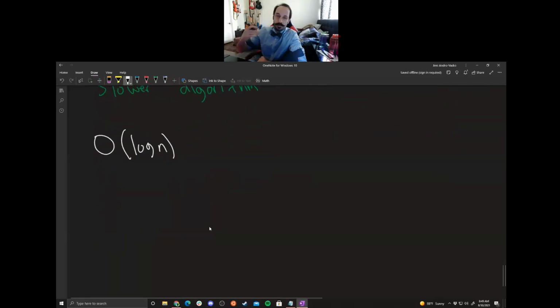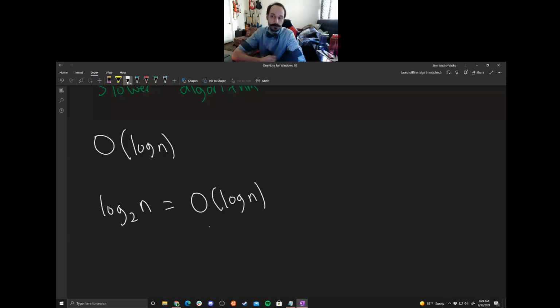Well, you notice that there's no base right there. And we know that with logarithms, you have to have a base. You can't have just log n. So what's the base of this logarithm? Let's try the following scenario. Maybe it's log base 2. So log 2 of n equals O of log n. Let's test this out and see if this actually is a correct statement.